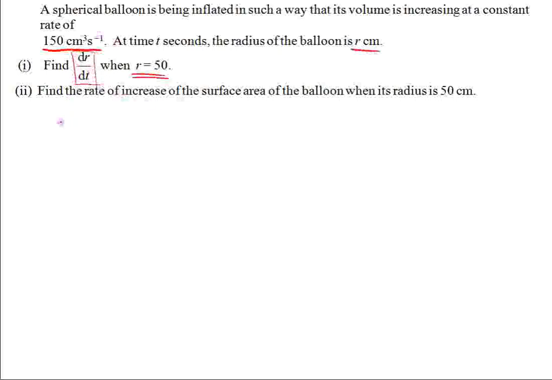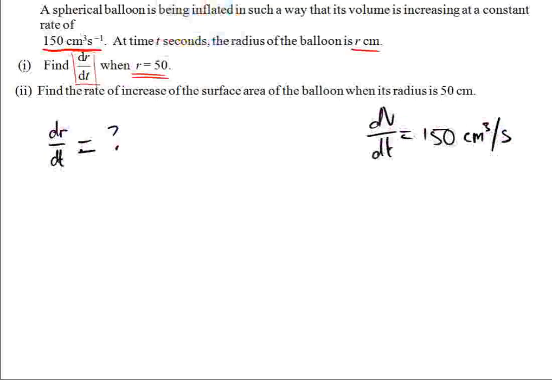So, how do we do this? We're asked to find dr by dt. What do we already have? We already have the increase in volume with respect to time, which is 150 cubic centimeters a second. So, what are we going to do with this one? How are we going to work this out?